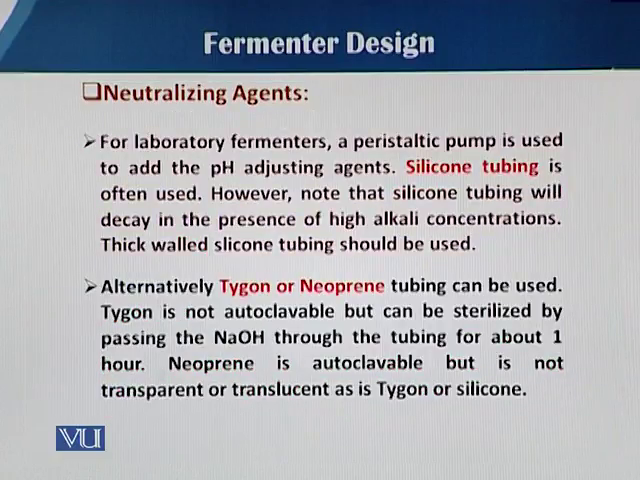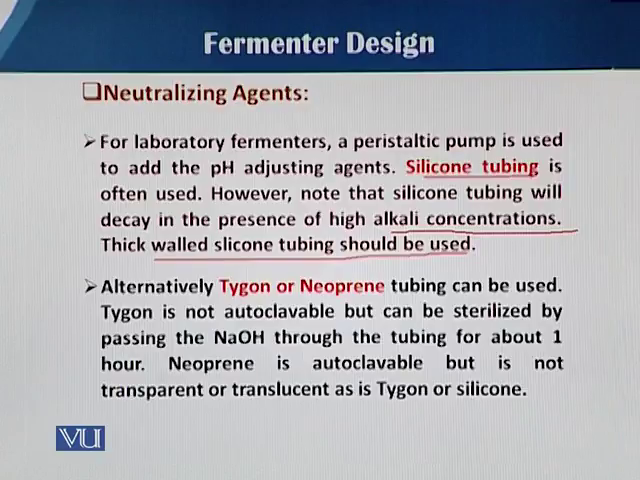For laboratory fermenters, a peristaltic pump is used to add the pH adjusting agent, and it is linked with different kinds of tubing, mostly silicone tubing. The silicone tube will decay in the presence of high alkali concentration, and when we sterilize that material at high temperature, the silicone tubing has a restricted life. So alternatively, we can choose to use Tygon and neoprene tubing.